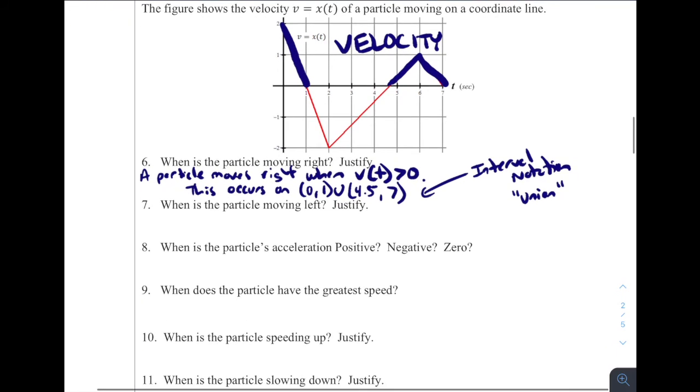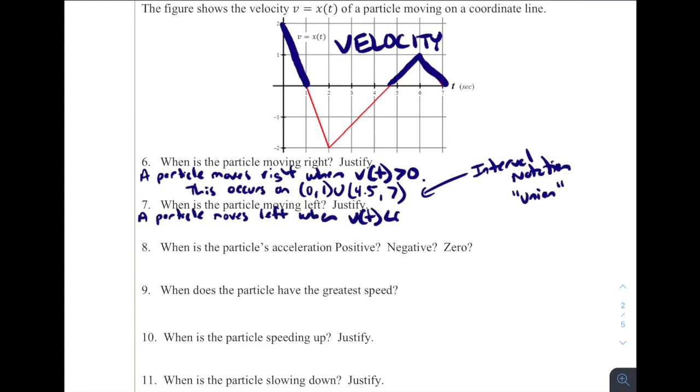All right, when is this particle moving left? It's going to be the opposite of this. So a particle moves left when the velocity is negative. This is essentially my justification piece, right? It says justify. This is the justification, me stating this. I'm essentially explaining how I know what values I'm picking here. That's what your justification should look like if they ask for it.